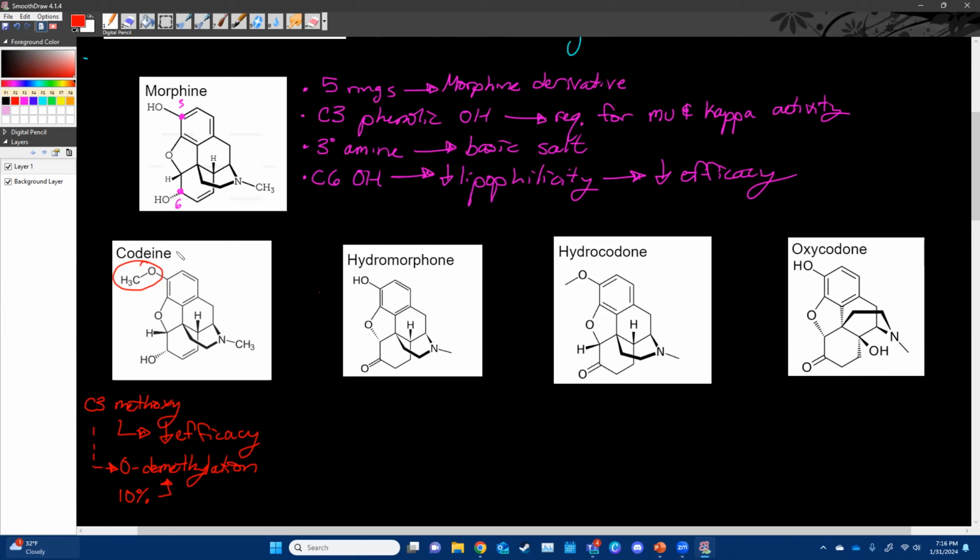What does codeine turn into when it is metabolized correctly? Morphine. So what are you essentially doing when you prescribe codeine? You're prescribing very low doses of morphine. This is why codeine is not a very good analgesic, but it is a very good antitussive, because you need very low doses in order to get the antitussive effect.